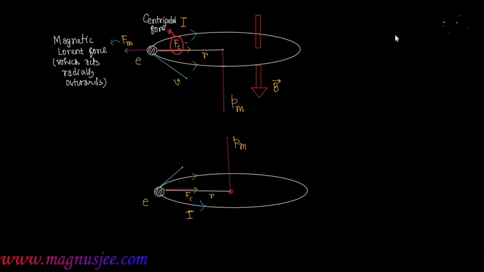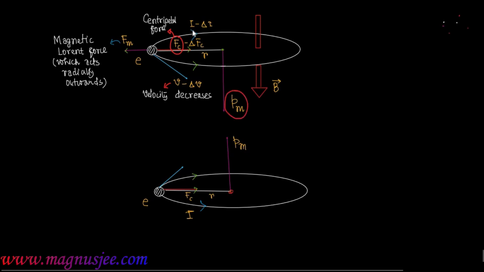will decrease by a very small amount. In this case, the centripetal force decreases to Fc minus delta Fc, and the orbital velocity of the electron revolving in the anti-clockwise direction decreases to v minus delta v. So velocity decreases and centripetal force also decreases. As the centripetal force decreases, the velocity also decreases, and the current decreases by a delta I amount, and the magnetic dipole moment acting vertically downwards decreases to PM minus delta PM.